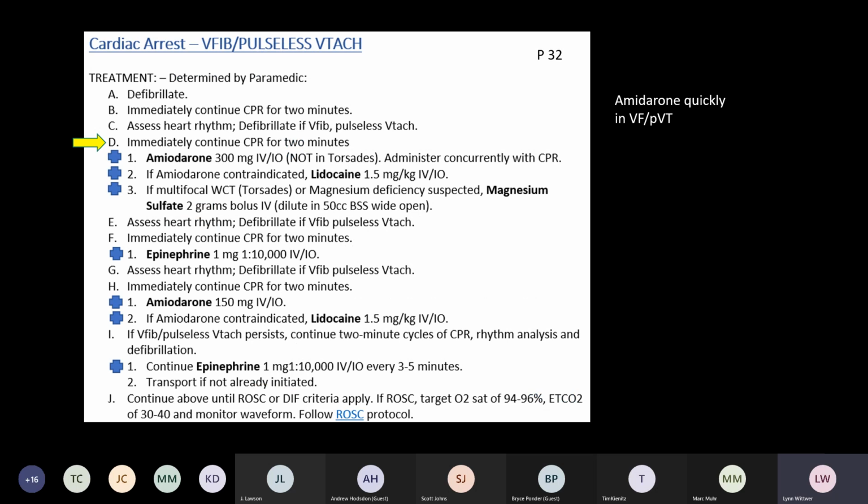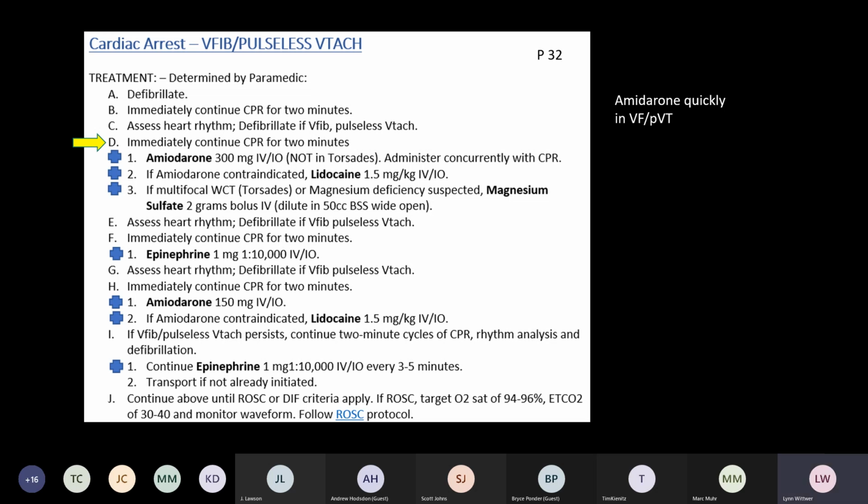If the patient's not responding to treatments, then consider death in the field, and we won't go into that one today. Now, for Vfib, pulseless VTAC, your sequence is determined by the paramedic or the machine says shock advised, then defibrillate, then immediately begin CPR for 2 minutes, assess the heart rhythm. If they're still in Vfib or pulseless VTAC, defibrillate, continue CPR for 2 minutes.